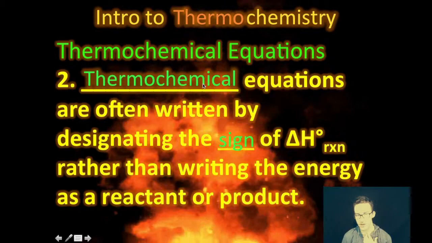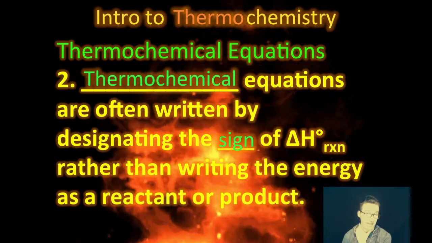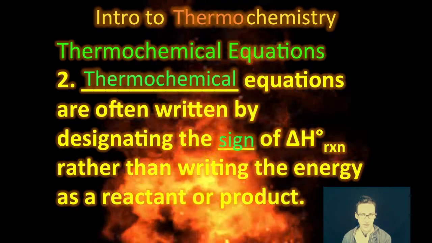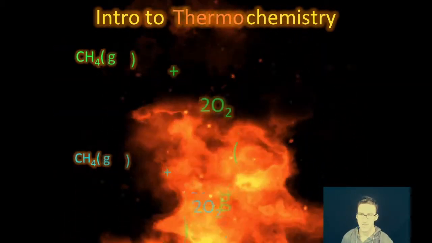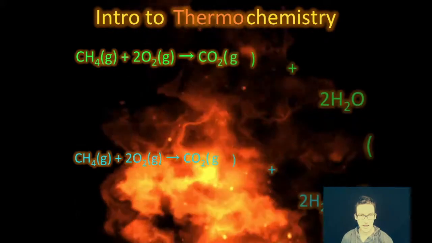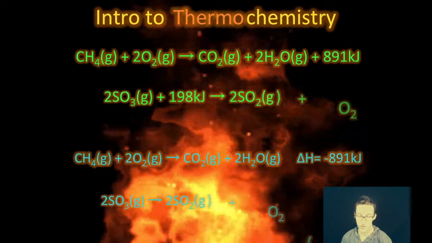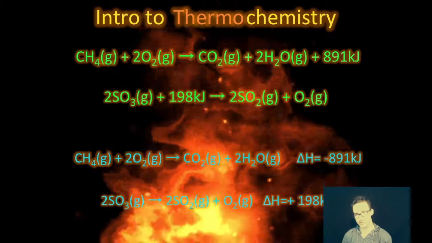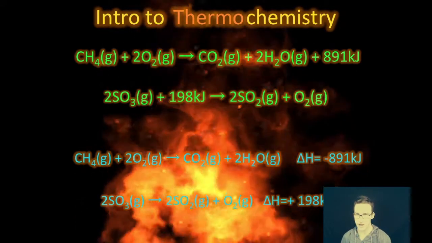Now, when we write thermochemical equations, it's important to note that oftentimes we write them by simply designating the sign of the enthalpy change rather than writing it as a reactant or a product. Okay, and as you take a look at a couple of examples here, you're going to have two equations, two in green, two in blue. The ones in green are thermochemical equations, but they have the energy included in the equation as a reactant or product.